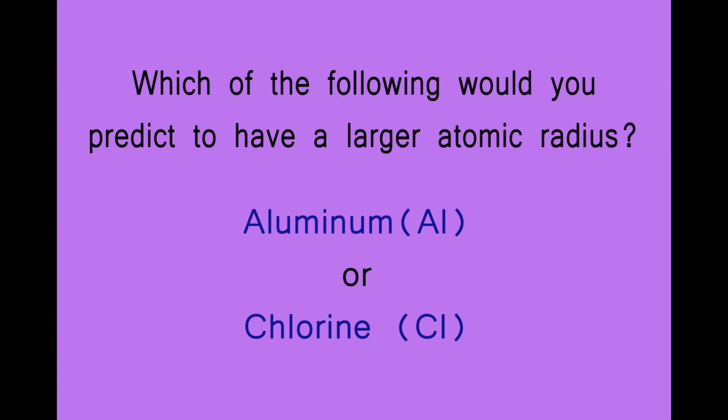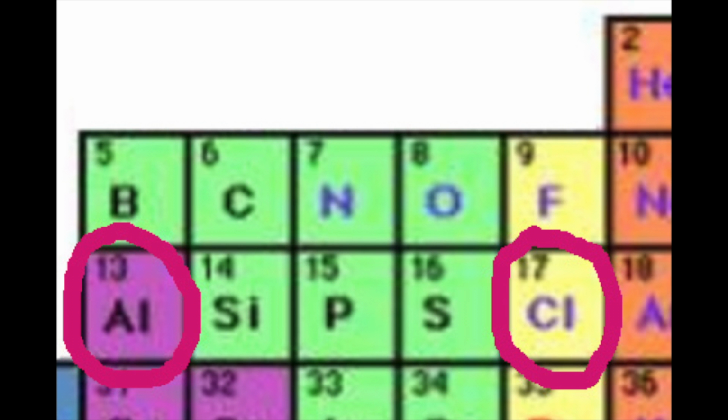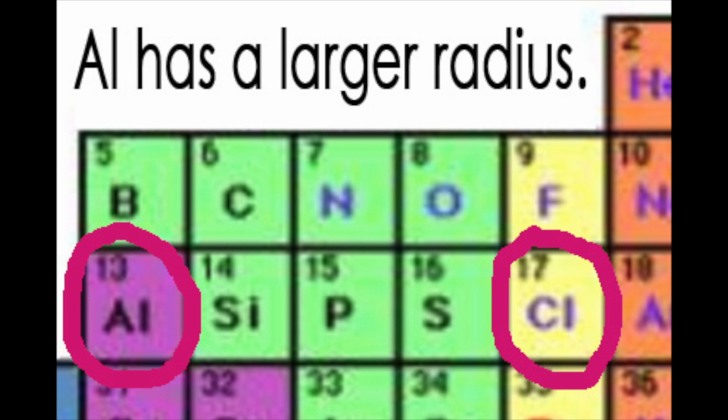Which would you expect to have a larger atomic radius, aluminum or chlorine? On the periodic table, chlorine is to the right of aluminum. This means that chlorine has more protons and therefore a larger amount of positive charge pulling its electrons in. This results in aluminum having a larger atomic radius.